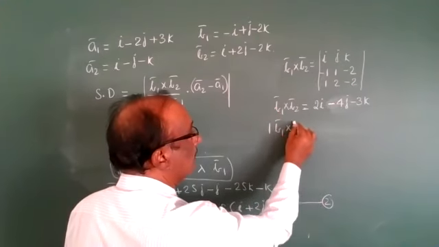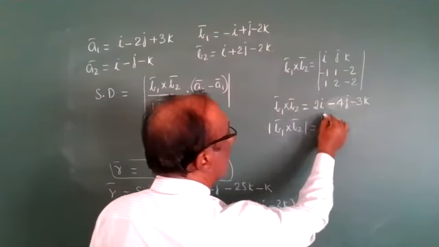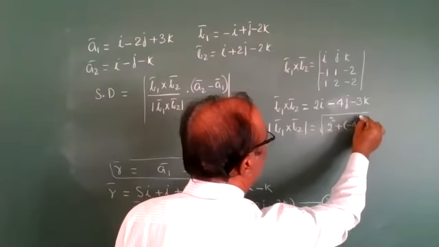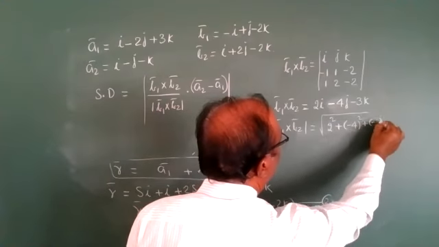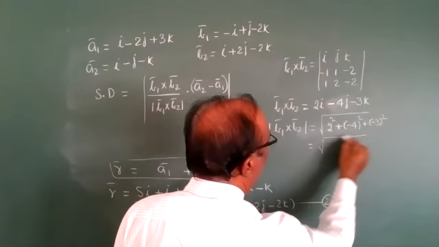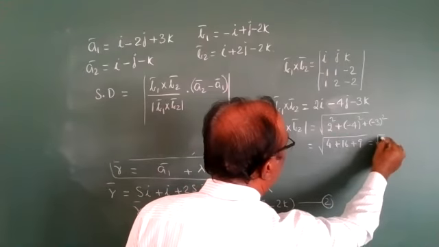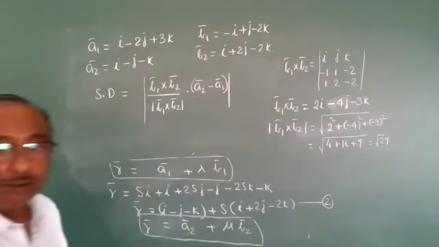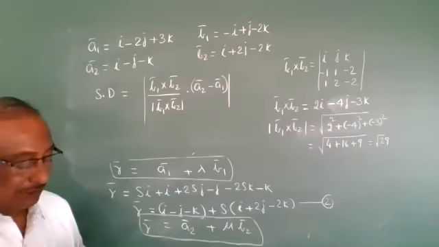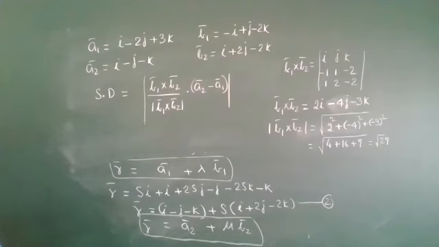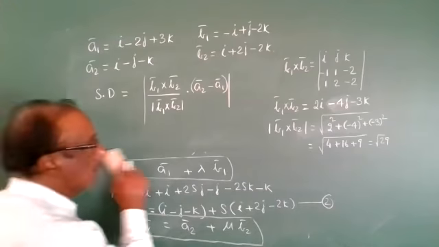Modulus of B1 cross B2 bar: the modulus is the square root of the i component squared, j component squared, and k component squared. That is the square root of 4 plus 16 plus 9, that is root 29. Now substitute in the formula and we get the required answer.